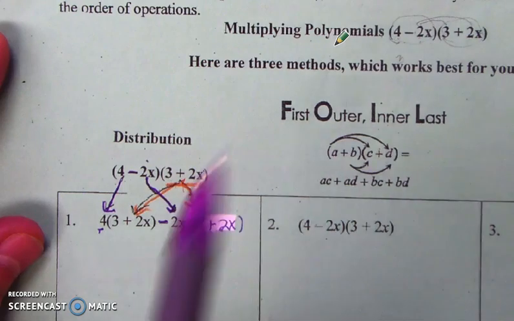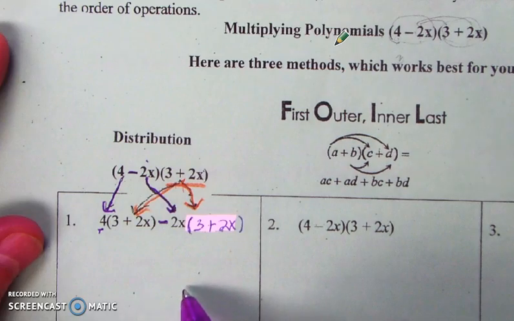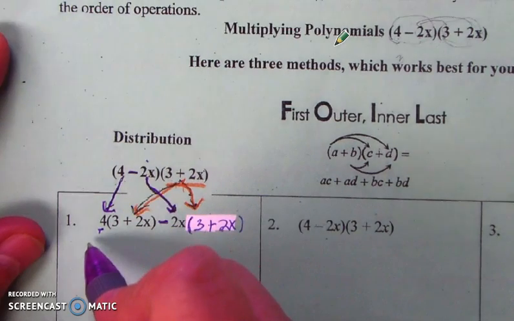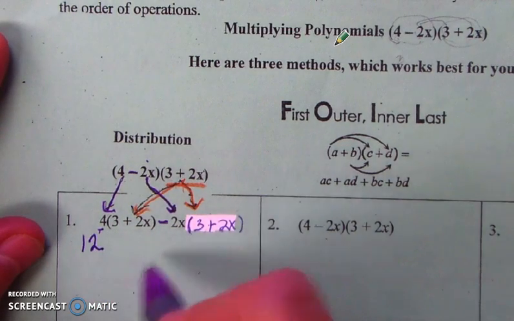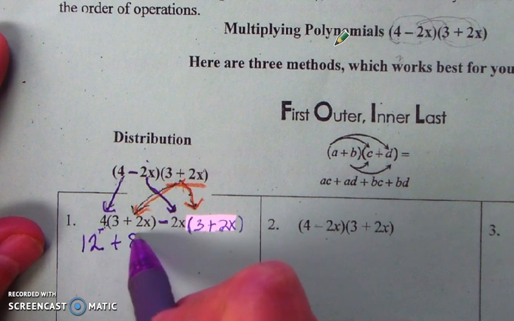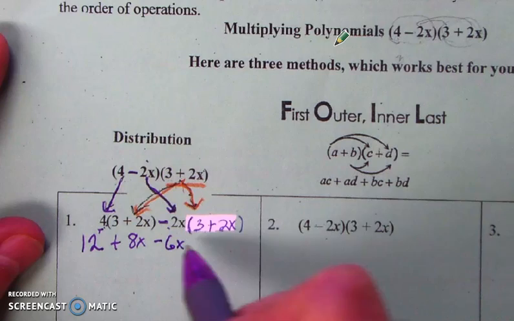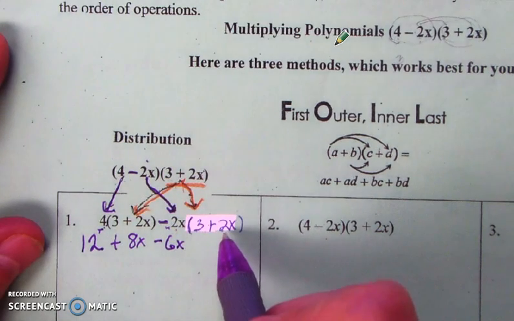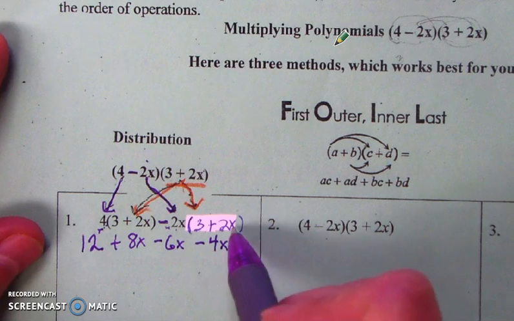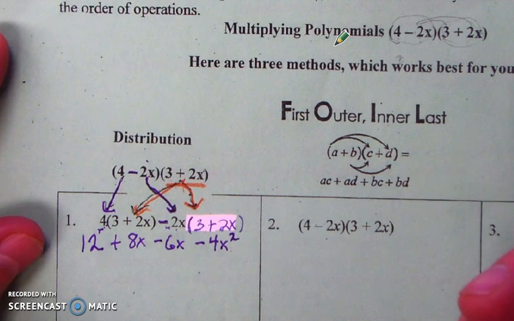Now, if I look at this, what do I have? I have distribution, I combine my like terms, and then I put it in standard form. So let's do that. 4 times 3 is, everybody? 12. Okay, 4 times 2x, what am I going to get? Plus 8x. Negative 2 times 3, negative 6x. Negative 2x times positive 2x, negative 4x. And how many x's do I have there? I have 2 of them, so I'm going to put that exponent up there.